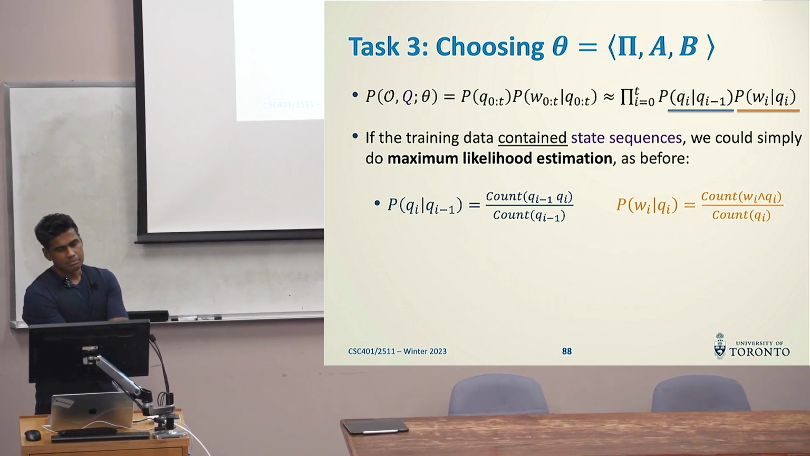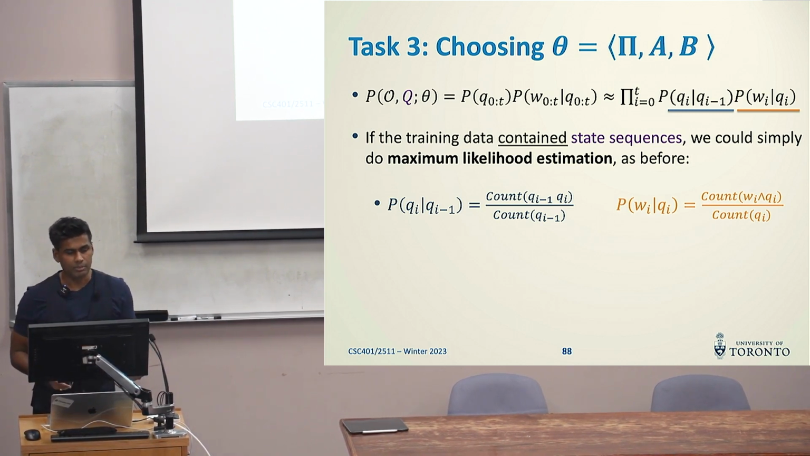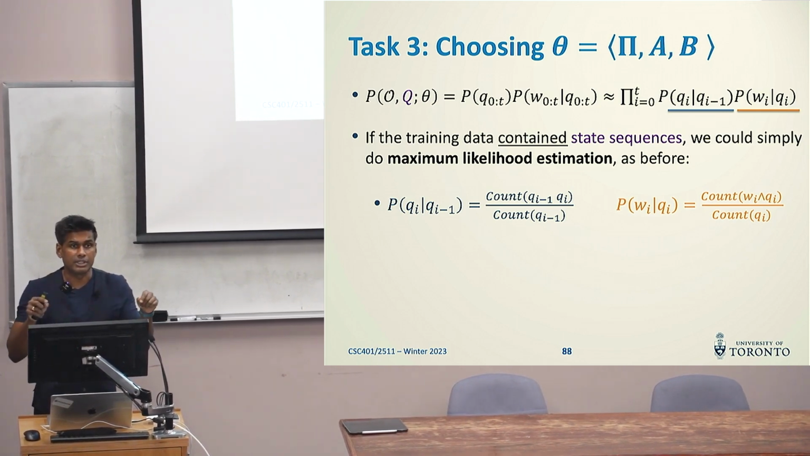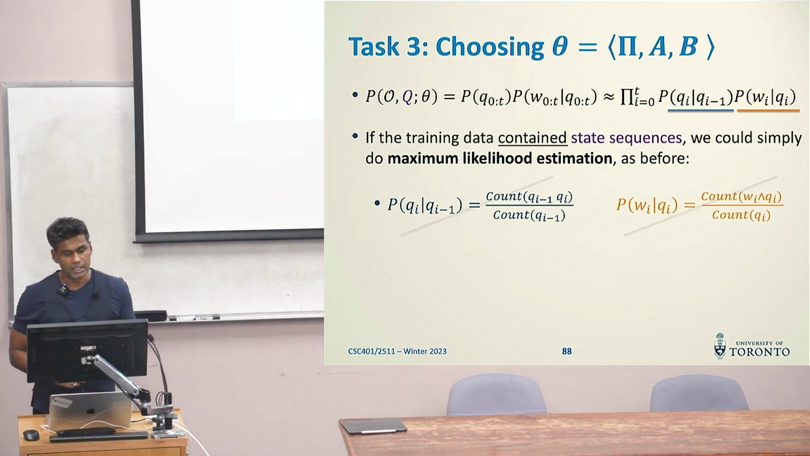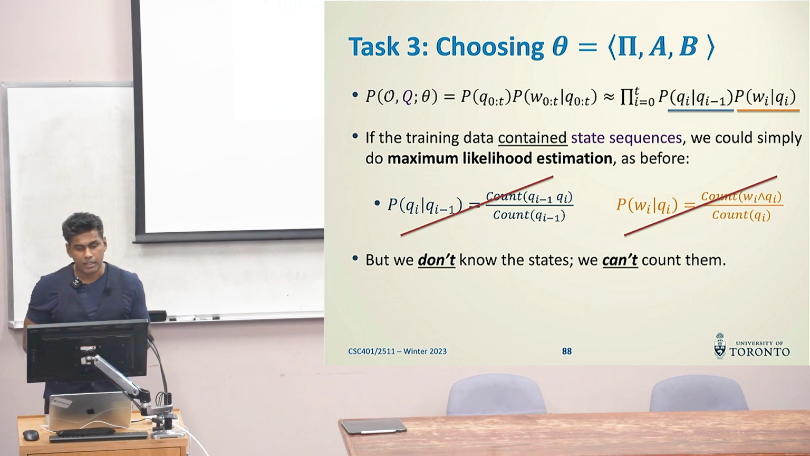If the training data had the state sequence, if we had all the information, the point of this slide is that we can just do an MLE objective in order to get whatever we want. We can calculate our theta values from there. But we don't know the states, and we can't count them, so we have to do something more sophisticated.